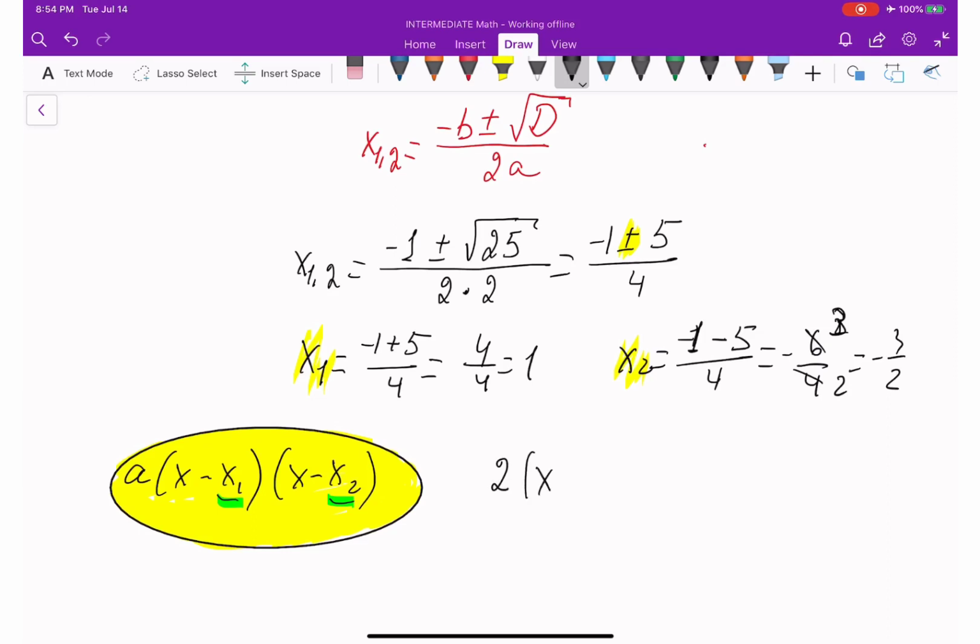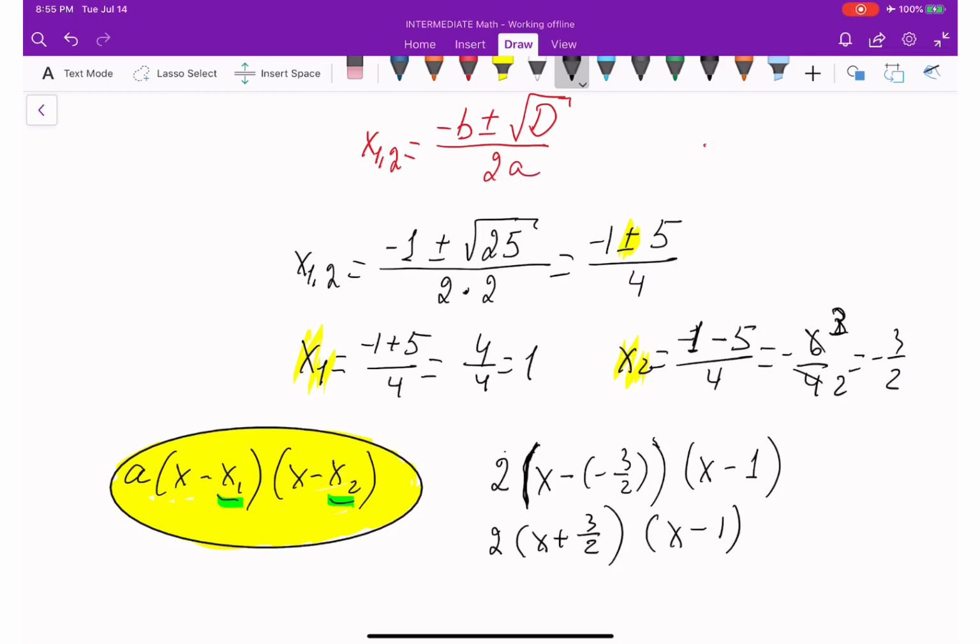So x minus negative 3 over 2. I'll tell you why I put the fraction first. And then x, since it's positive, I have to do minus 1, right? Now, I put the fraction first because I'm going to multiply this 2, distribute it into this parenthesis. So I will have 2x plus 3 over 2, right? And then x minus 1. We flip the sign here because we need to subtract.